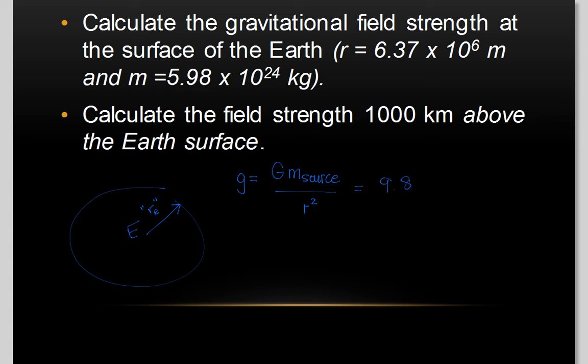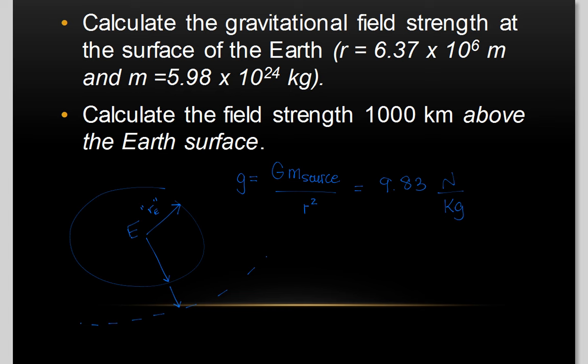And I get 9.83 newtons per kilo. This looks good to me. Now what about 1,000 kilometers for an orbit? What if you're way out here? What would be the gravitational field strength due to the Earth?